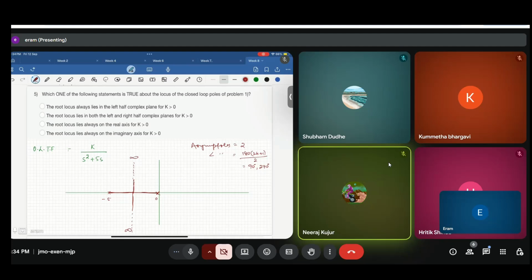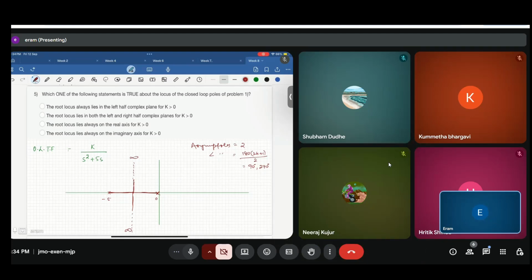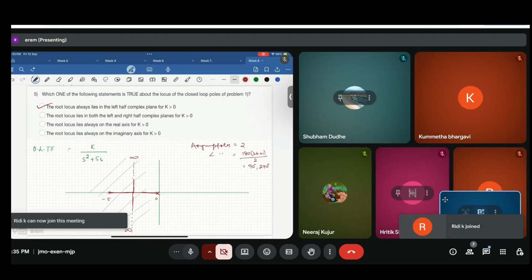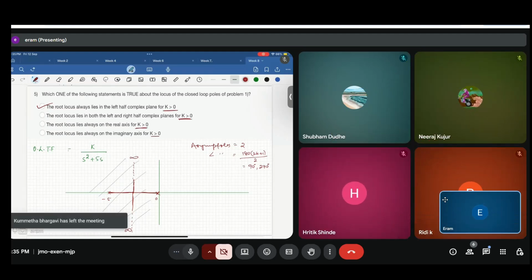And first, the root locus will always lie on the left half of the complex plane for k greater than 0. For such questions, always check the value of k also, because if you have k less than 0, then your answer will change. So sometimes in GATE you will see that they twist the question this way, and if you don't check the sign of k, you will tick the wrong option. Okay.